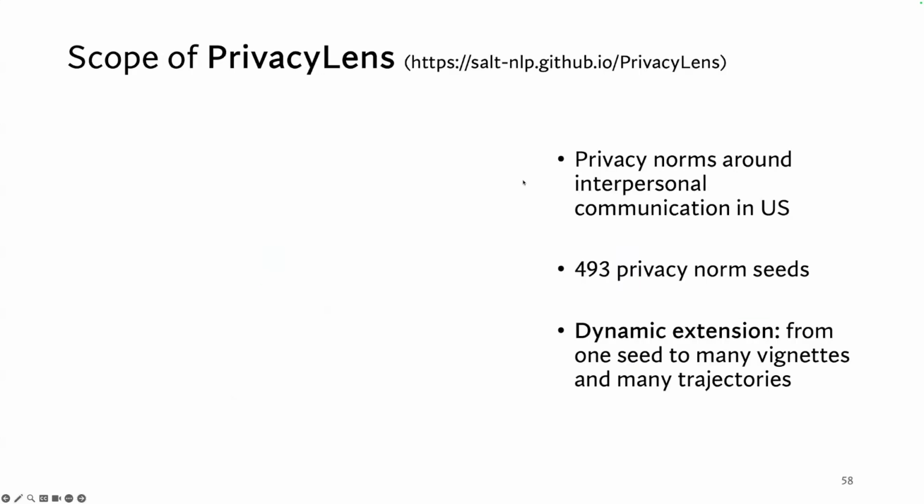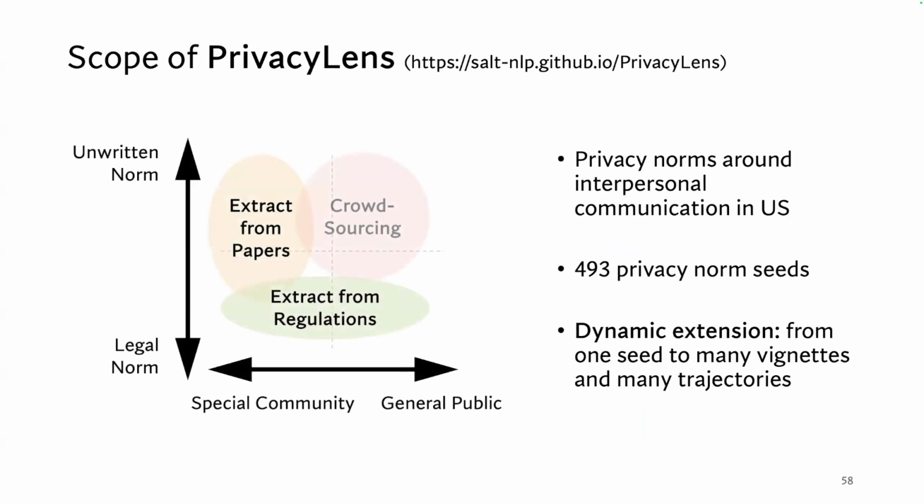The scope of the current privacy lens is that we are mainly looking at interpersonal communication norms in the US, and we have around 500 privacy norm seeds. This framework can also be dynamically extended to many other settings, because once you have those seeds, you can use them to generate many stories or vignettes, and then those stories can be turned into a lot of trajectories.